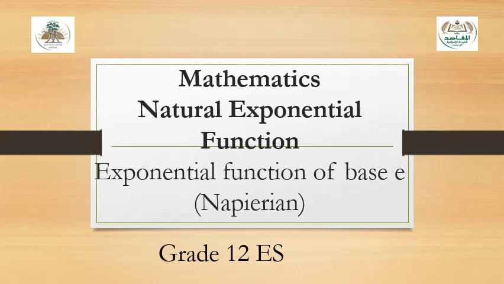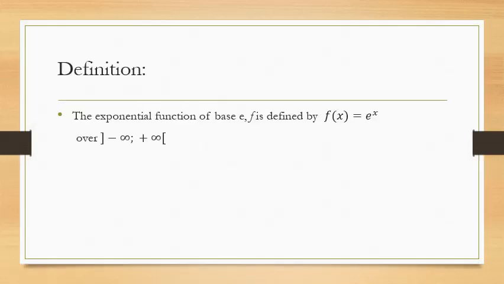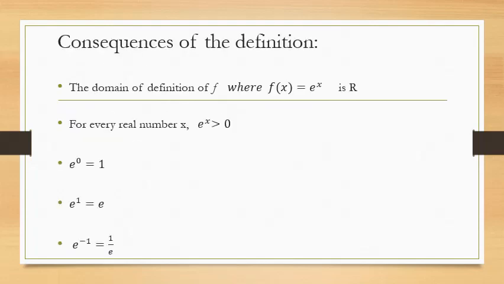Exponential function of base e, Naperian. Definition: the exponential function of base e, f, is defined by f of x equals e power x over minus infinity to plus infinity. Consequences of the definition: the domain of definition of f, where f of x equals e power x, is R.